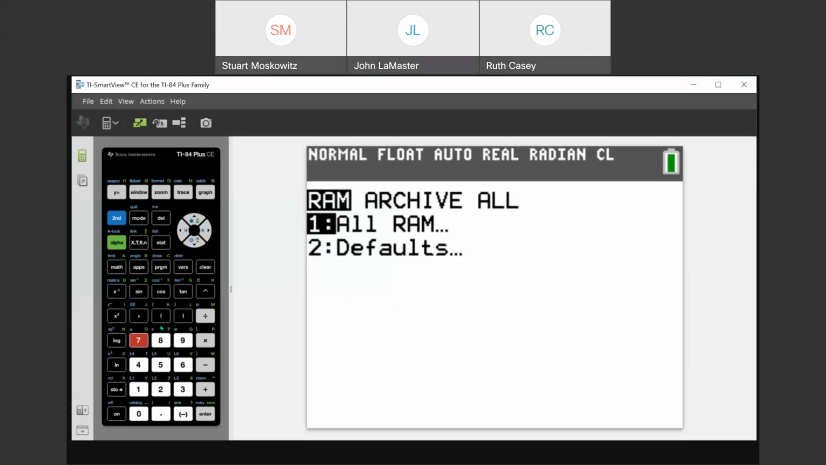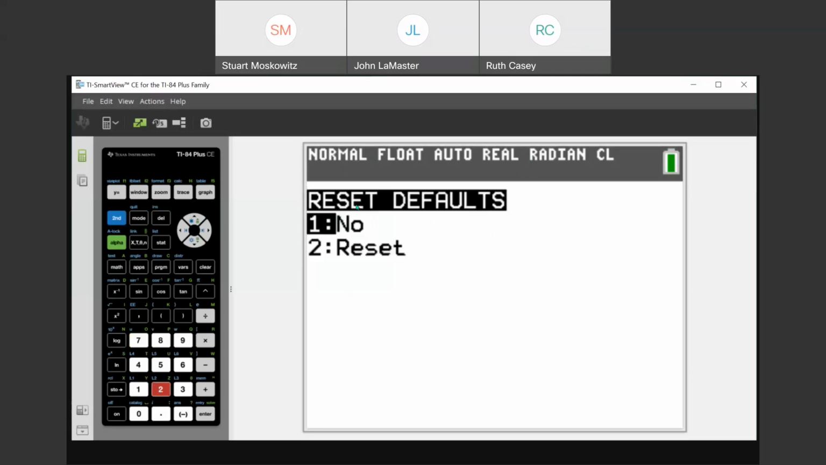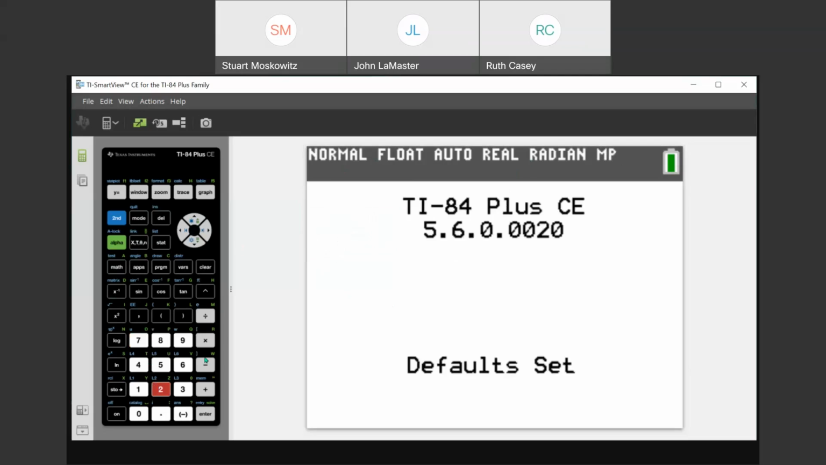See that CL right there? When I say defaults, I want to look at that. It's giving me a chance to change my mind. I do want to reset the defaults. I'm going to press number 2 again. And now notice that CL changed to an MP, and we're going to talk about that very quickly here.